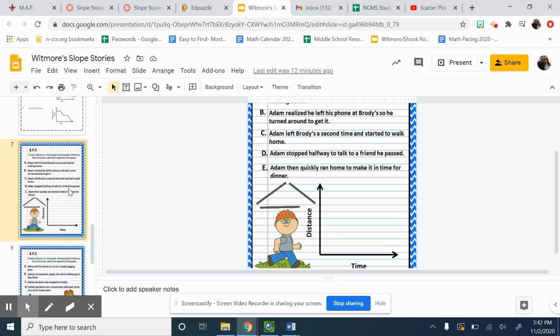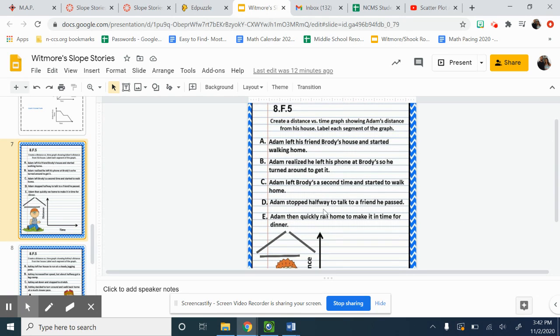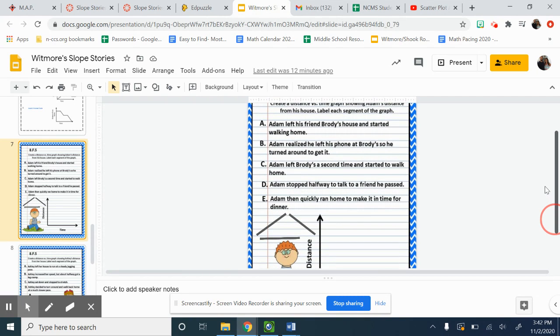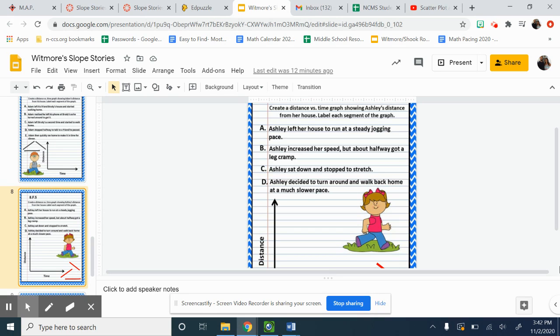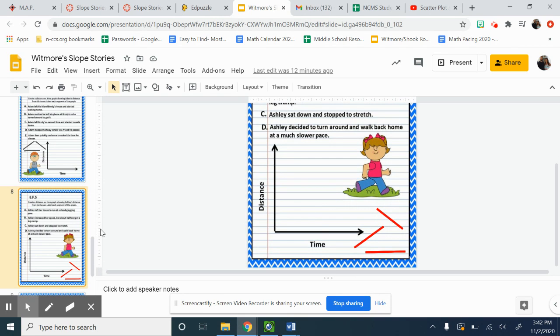You don't have to make it huge, but get as creative as you would like. On slides like 7 and 8, you get to take the descriptions that you're given and take all of our lines down here and drag and drop them onto this graph for what happens with Adam as he's leaving his friend Brody's house, and Ashley as she's left her house to go on a steady jog. You get to use the lines and create those graphs at the bottom.